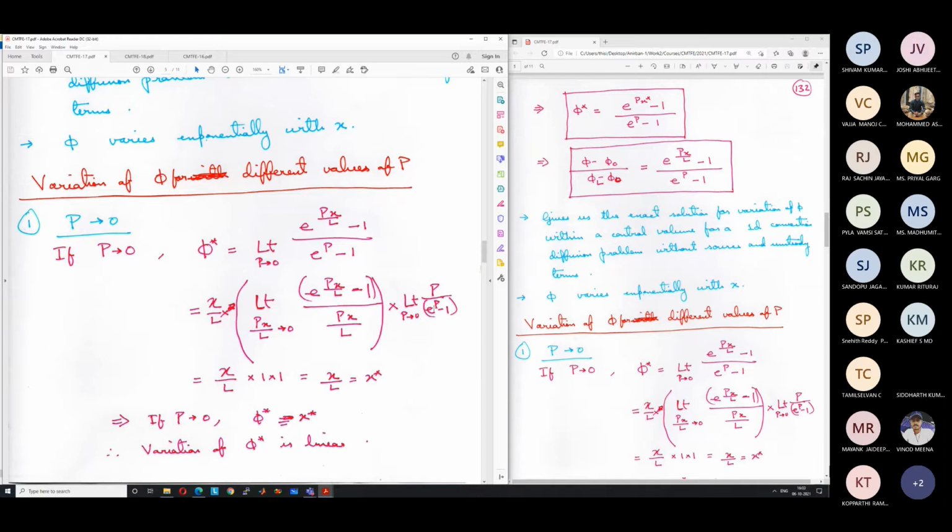So limit of x tends to 0, e to the power x minus 1 by x is what? Is equal to 1.